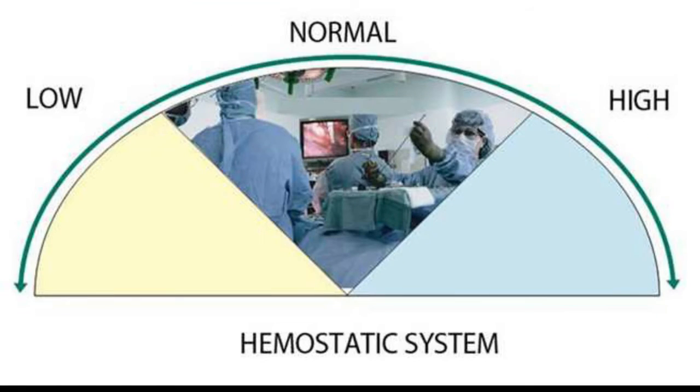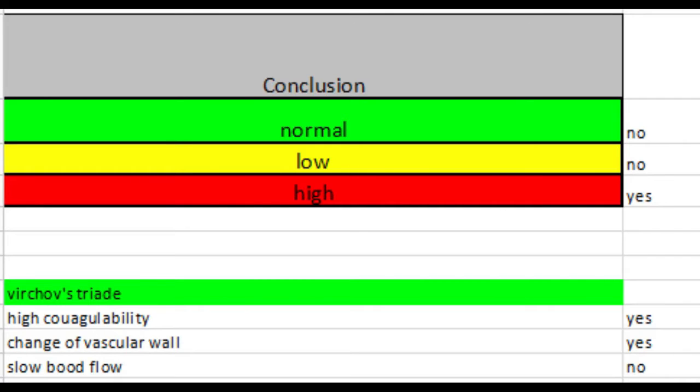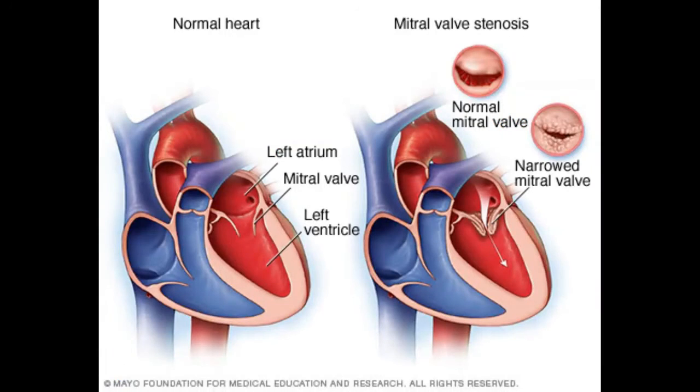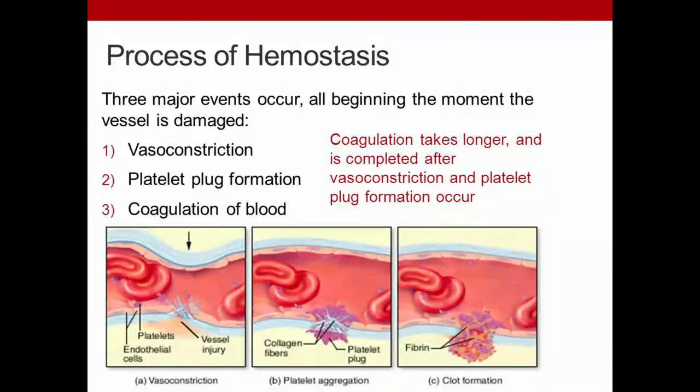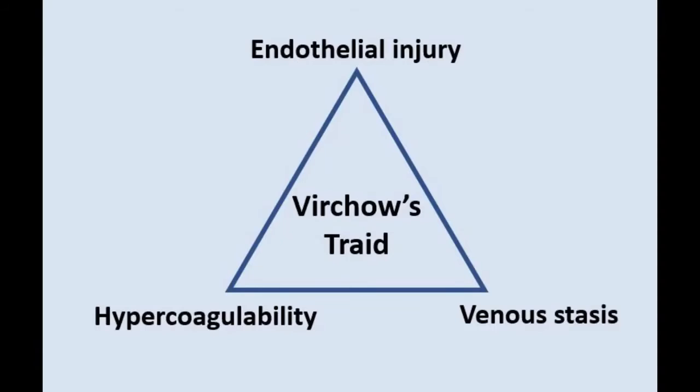In this case, a patient is having rheumatic disease, which causes damage to the mitral valve and causes stenosis. The damaged endothelium will activate the platelets and coagulation will happen. This situation will activate the formation of thrombi, which are blood clots, especially at the left atrium. From the Virchow triad, we can conclude that blood hypercoagulability will be present.